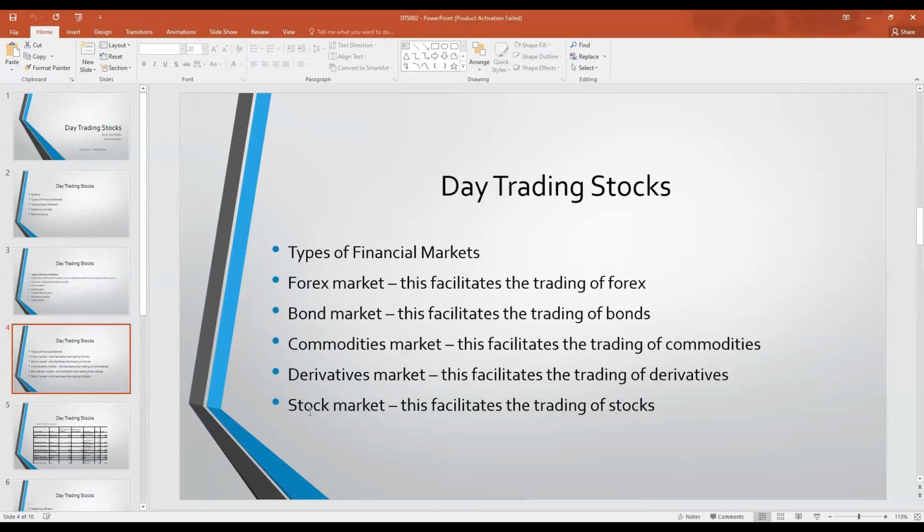The stock market facilitates the trading of stocks. You can buy stocks of different companies. You can buy shares. Stocks are also called shares. You can buy stocks of different companies on the stock market.